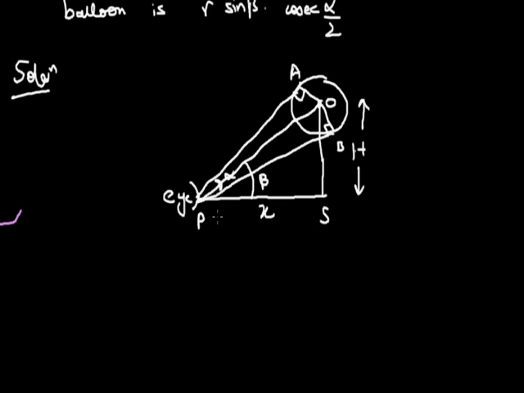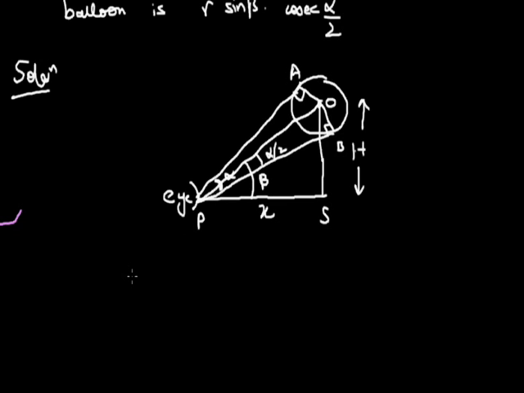Now if you observe triangle POB, it is a right angle triangle, and on the basis of this we can use the trigonometric ratios and write down the equation. First consider this angle. This angle is alpha by 2, because this whole angle is alpha, and as we have drawn the line from the eye of the observer to the center, that line divides the angle alpha into two equal parts, and both parts will be alpha by 2.